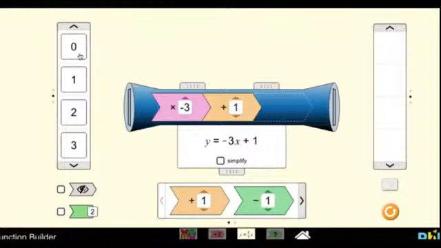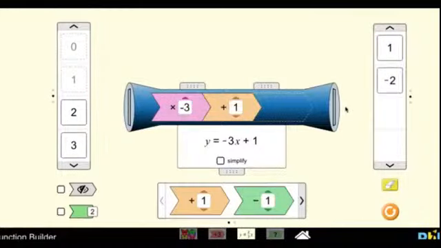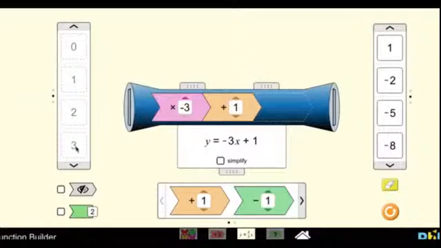What it means is when the input goes through the machine, it is multiplied by negative 3, so negative 3 times 0 is 0, and then added by 1, so 0 plus 1 is 1. When it came out of the machine, it becomes 1. When 2 is passed through the machine, it will come out as negative 5. So let's analyze what happened to 3. 3 is multiplied by negative 3 to get negative 9, and negative 9 plus positive 1 becomes negative 8.